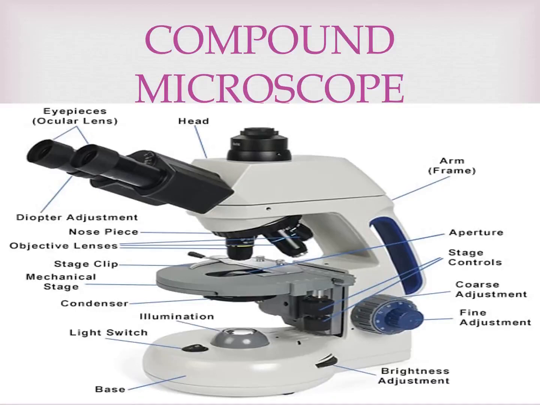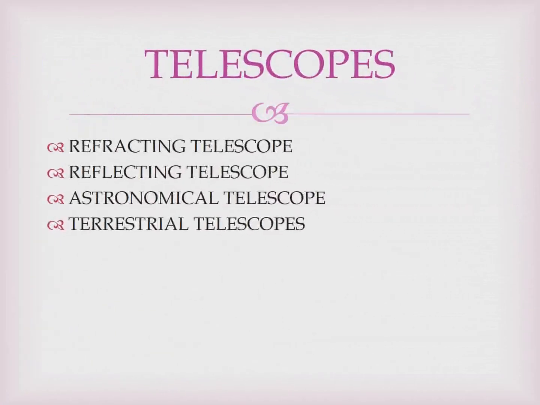This compound microscope has 50 to 200 times more magnification power than the simple microscope. That is the compound microscope. Next, the traveling microscope. It is one of the very best instruments for measuring small lengths with a degree of accuracy of the order of 0.01 mm. It works on the principle of the vernier caliper.